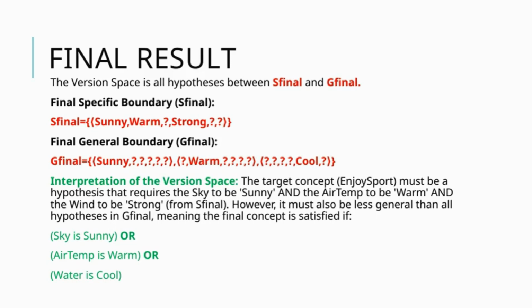However, because the final concept has to be less specific than the hypotheses in G-final, it must satisfy the condition that it is true if any of these attributes match. The sky is sunny, or the air temperature is warm, or the water is cool. This is a key point because it shows how the version space narrows down the possible hypotheses by balancing specificity and generality, helping us pinpoint the most accurate concept that fits all our data.